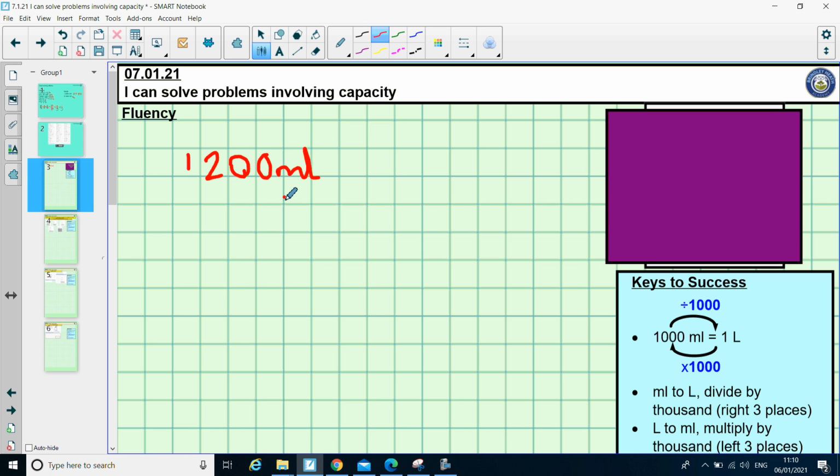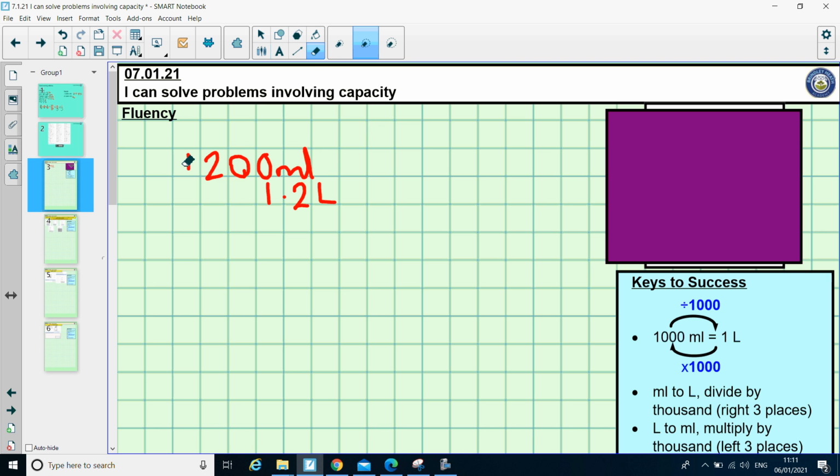So remember, to divide by 1,000 we move each digit 3 places. So my 1 is not going to be in the hundreds column, it's not going to be in the tens column, it's going to be in the ones column. I end up with the answer 1.2. You might have put those 2 zeros on the end, but remember, if the zeros are on the end after a decimal point, they're not important. So my answer is 1.2 litres.